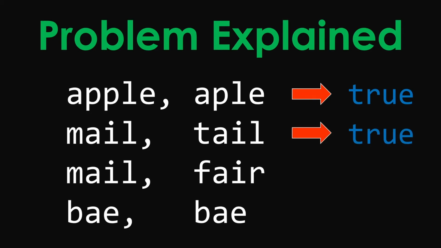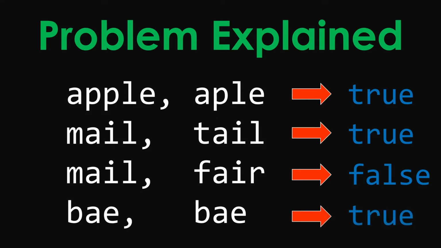Then we have male and fair. I would have to replace the M with an F and an L with an R for them to be equal to each other. But that's more than one edit. It's actually two edits, so that should return false. And then finally, just to have a control statement, we say bay and bay, which is spelled the exact same way. This should return true because there are zero edits away from each other. Then the interviewer would confirm, and you say, okay, now I have an understanding of what you're asking. Now I can go through some solutions to see how I would solve this when I write the function.